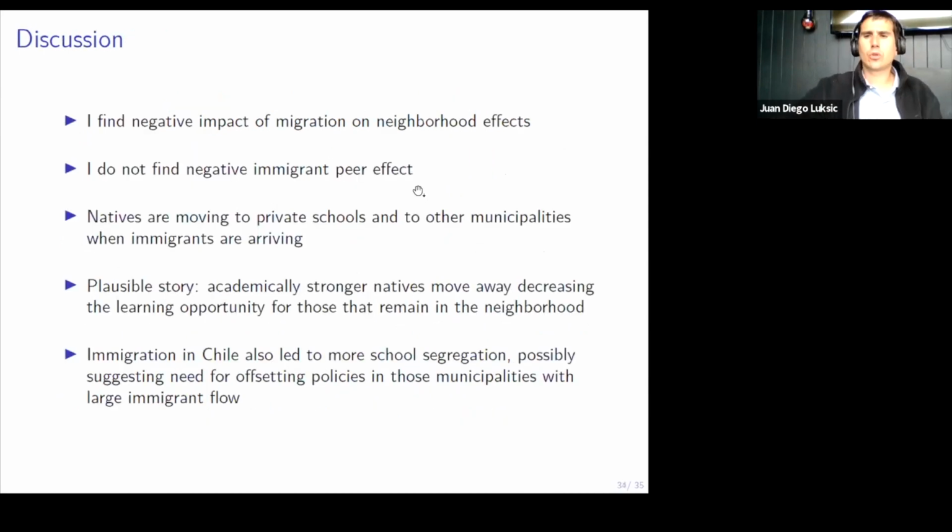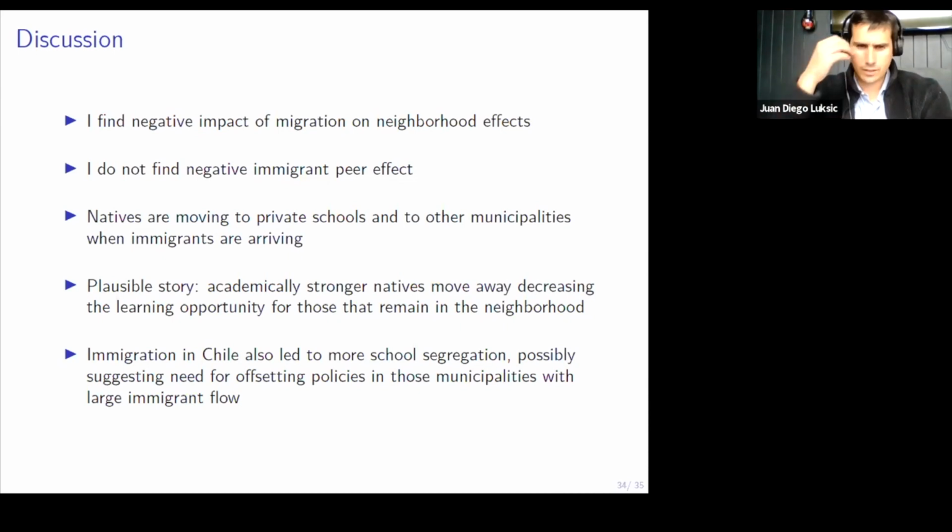So to conclude, I find a negative impact of migration on neighborhood effects. I do not find a negative immigrant peer effect. I also find that natives are moving to private schools and to other municipalities with fewer immigrants. So the most plausible story is that academically stronger natives move away, decreasing the learning opportunities for those that remain in the neighborhood.